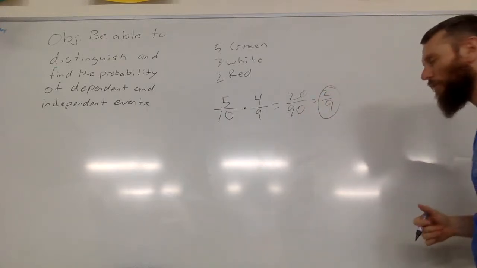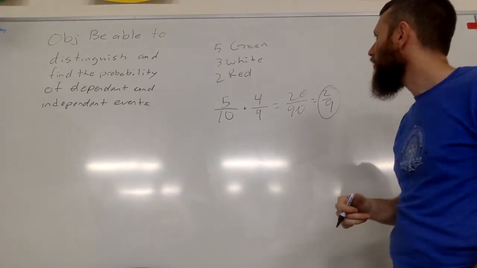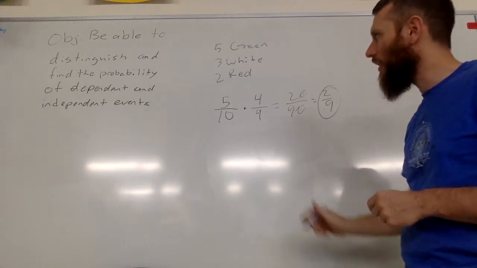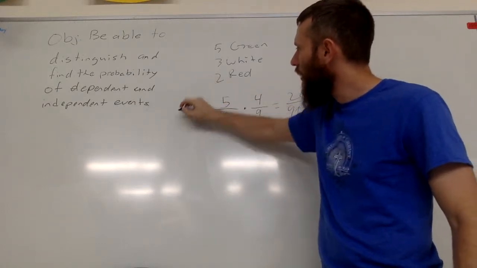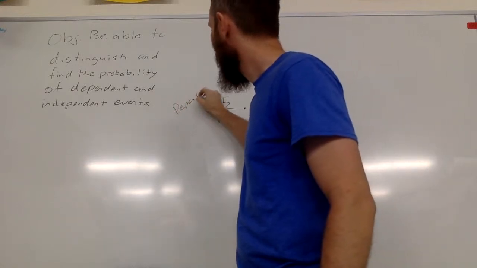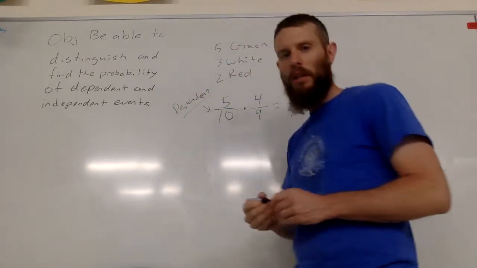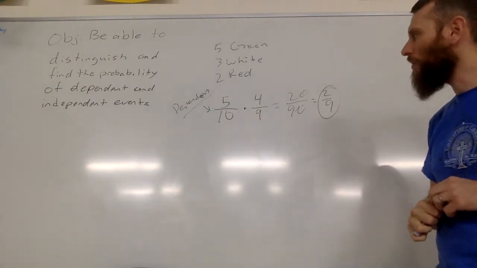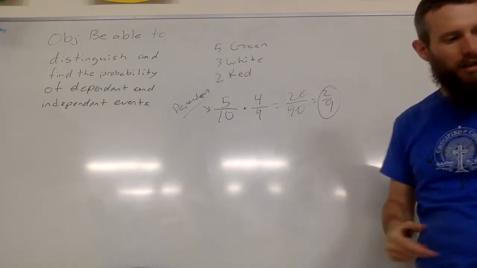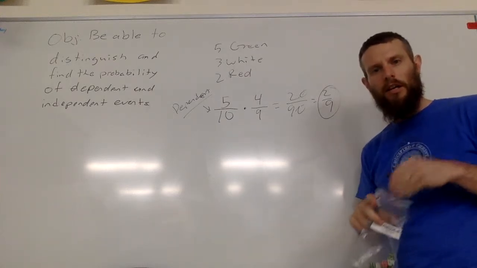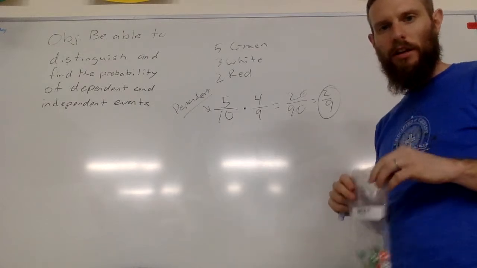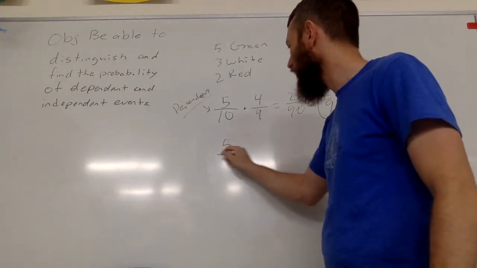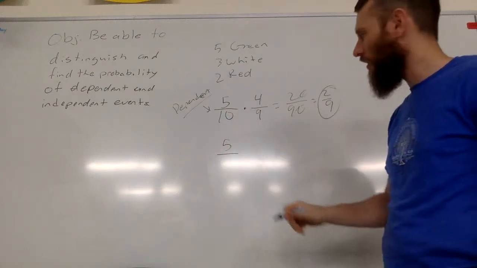Remember, probability can be written as a fraction, a decimal, or a percentage. Now, that is a dependent event because the second one is dependent on the first one. Okay, now, if I was to say, well, what would be the probability of me pulling out a green die, putting it back, shaking it up again, and then pulling out another green die? Well, that's a little different. That's an independent event. The second outcome doesn't affect the first.